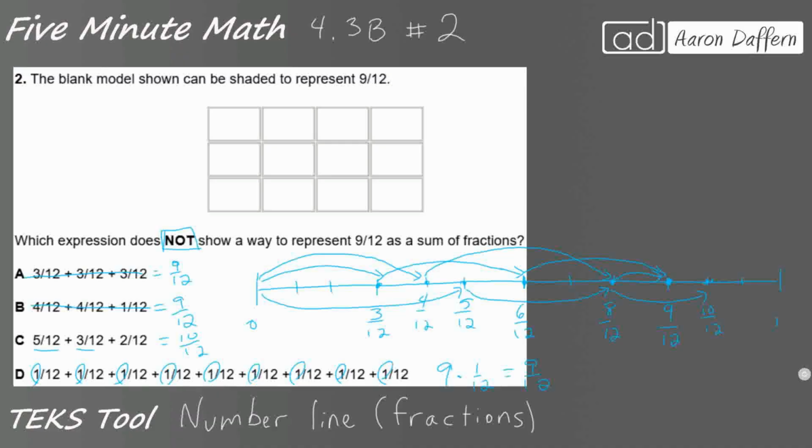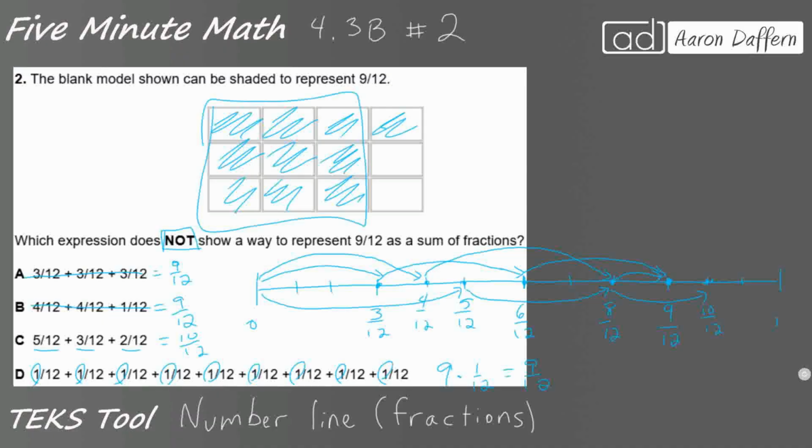That's 5/12 plus 3/12 plus 2/12. So if we wanted to shade that in, we would get 5/12 and then 3/12. And you can see I've got that 2/12. I need this right here. This is my 9/12, and that 2/12 takes me over. So my answer is C.